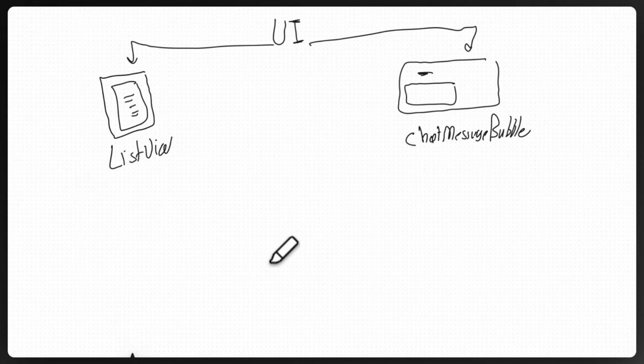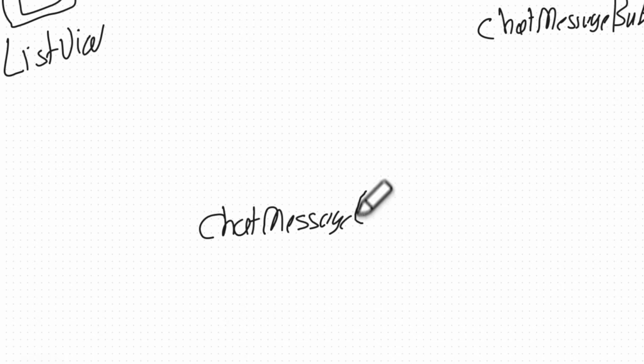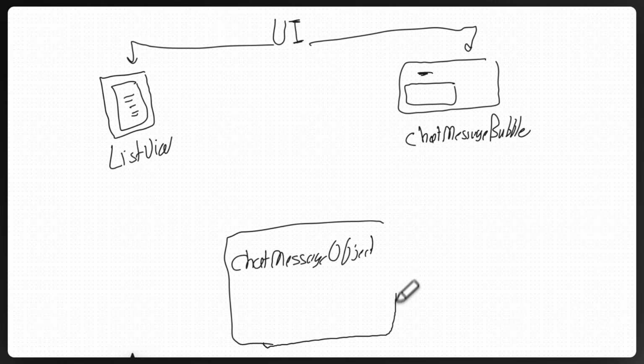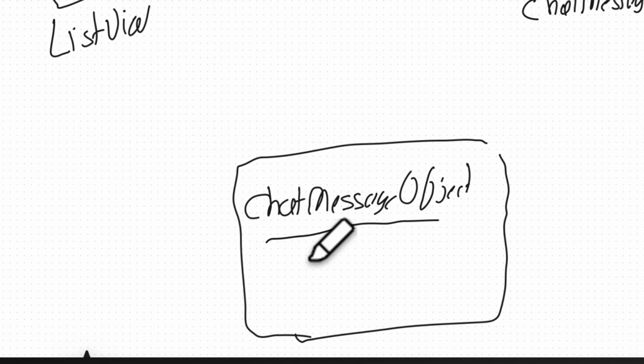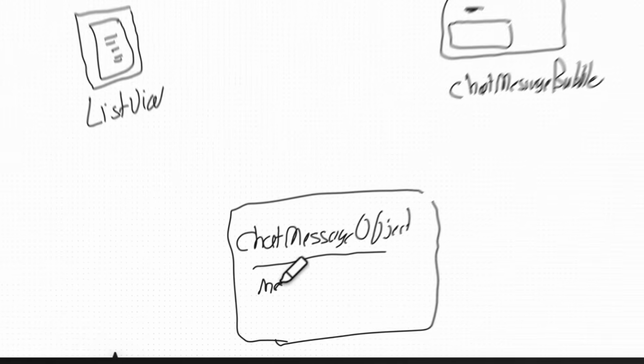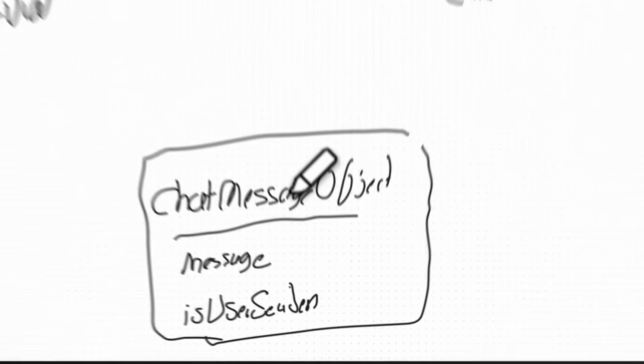And really below here, we created a model called chat message object. And this model was made to represent every single chat message. So it's an envelope that will hold every message. And it had mainly two pieces of information. It had the message itself as a string, and it had a boolean called is user sender, so I can know if this message came from the user or from ChatGPT.